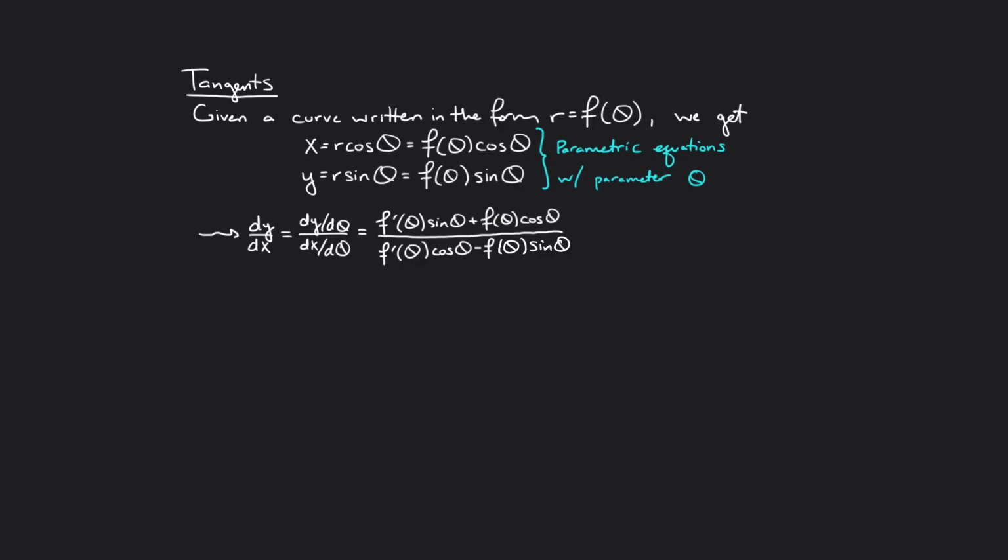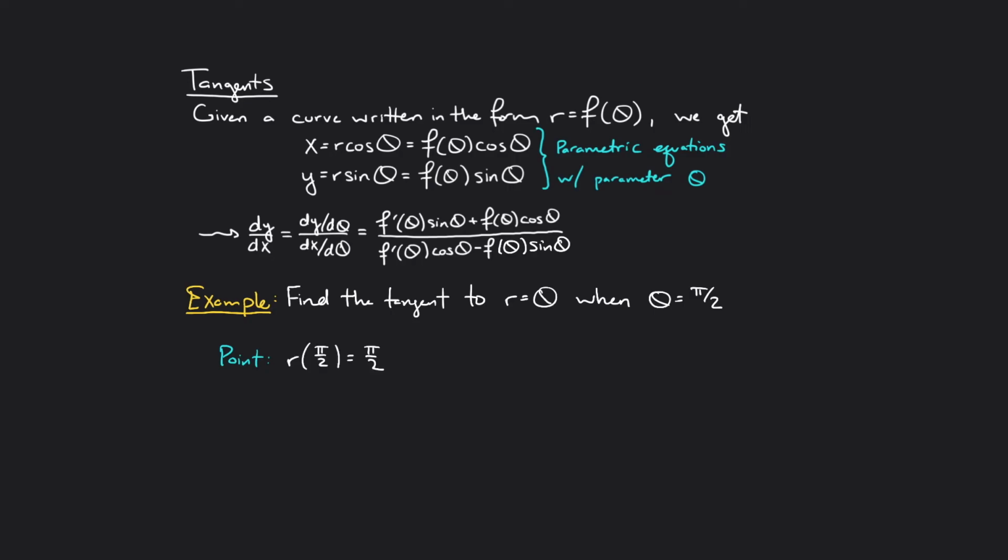And now we can use this to compute the slope of polar curves. For example, let's say we wanted to compute the equation of the tangent line to the polar curve r equals theta when theta equals pi over 2. To find the equation of the tangent line, we need a point on the line and the slope of the line. To find a point, we plug in theta equals pi over 2 into our function and get r equals pi over 2 as well. Therefore, the point on the line in polar coordinates is given by (pi over 2, pi over 2). Converting this to Cartesian coordinates, we get the point (0, pi over 2).